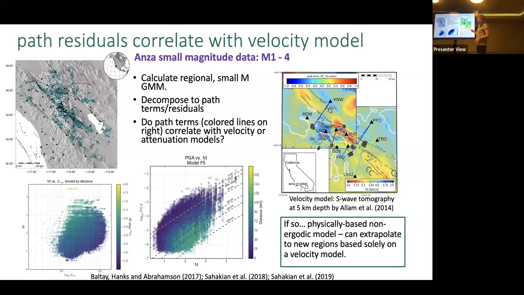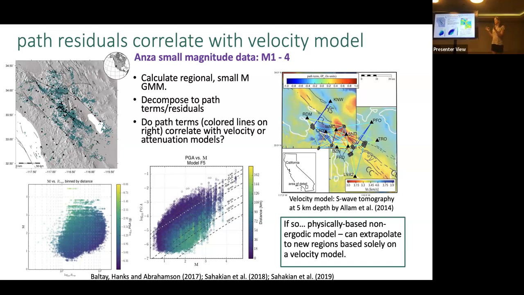Moving back sort of to California here, this is an example from the Anza region, again, earthquakes of magnitude 1 to 4. And we were curious here, can we look at the path residuals and correlate that with some existing velocity or attenuation or geology structure? So this is our data set on the left here. We looked at a small magnitude ground motion model and calculated the path components, so decomposed the residuals into the path components. On the right here, there's clusters and stations from the Anza network that are crossing the fault here, and each colored path is showing the ground motion path residual overlaid on a velocity model.